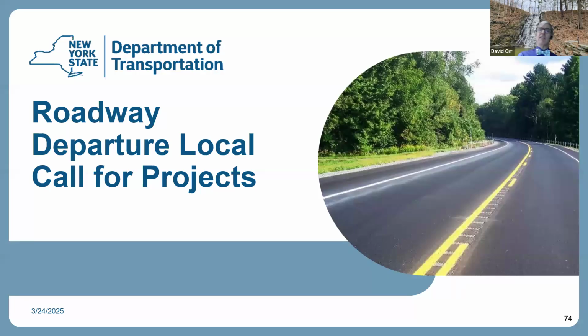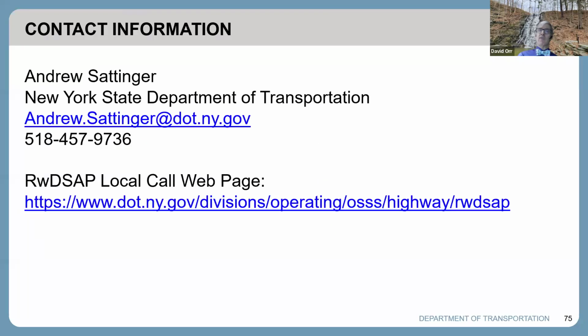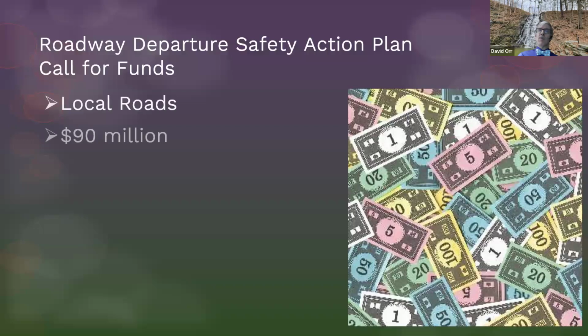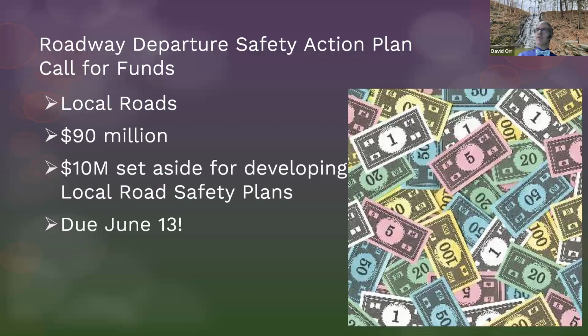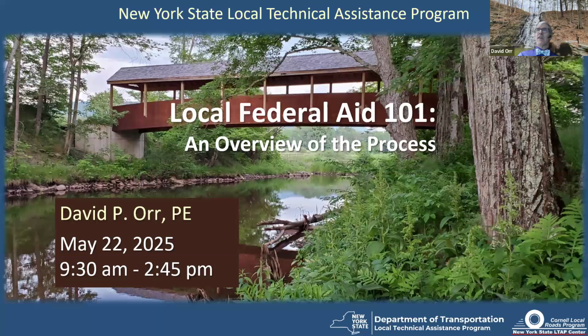Last little reminder, this is all part of this roadway departure call for projects. If you have questions, send them to the state and look for putting in your plans, your $90 million. They're due on June 13th. These are federal funds, so you want to keep that in mind. If you have not done a federal aid project lately, or you've got any questions, we are doing a 4-hour session on local federal aid, an overview, on May 22nd, from 9:30 to 2:45.